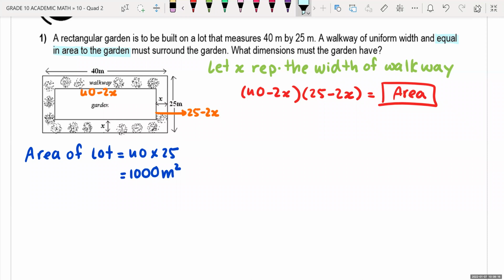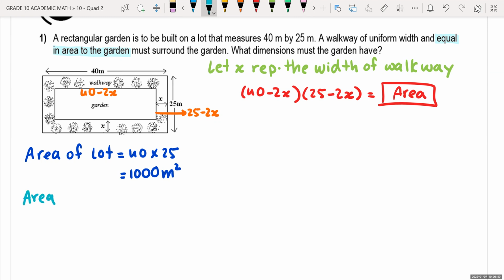So what does this mean? It means that the garden's area and the walkway's area have to be equal. Given this information, what do you think the area of the walkway and the garden is going to be? Yeah, Amina, you got it right. It's just going to be 500 and 500. You're basically taking the entire area of 1,000 and you're splitting it up between the two.